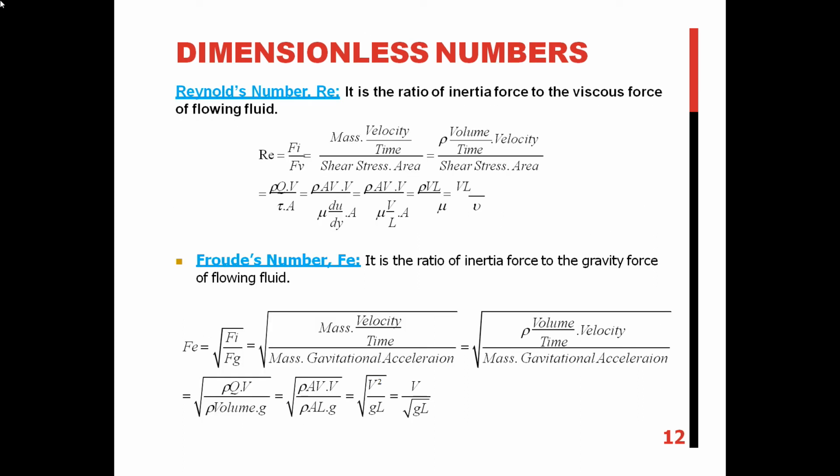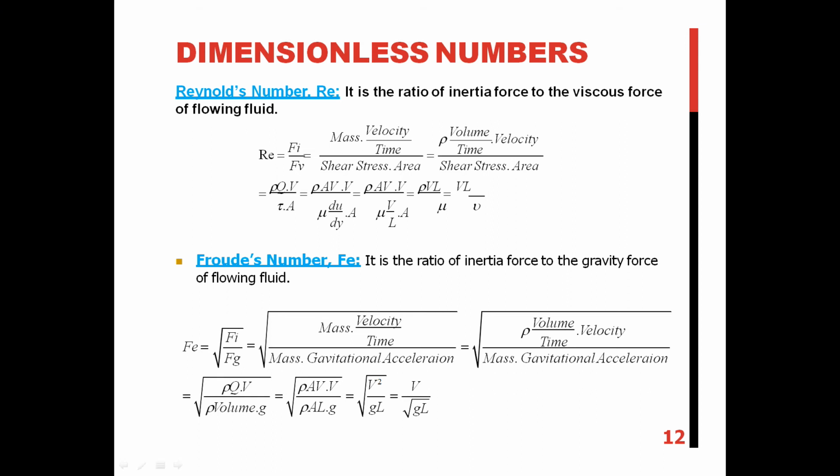Let us try to understand what the Reynolds number is all about. Reynolds number is nothing but the ratio of inertia force to the viscous force. When you take the ratio between the inertia force and the viscous force, the first two forces which we have studied in fluid forces, that is called the Reynolds number. So Re is equal to Fi by Fv. Fi is nothing but mass into velocity by time.